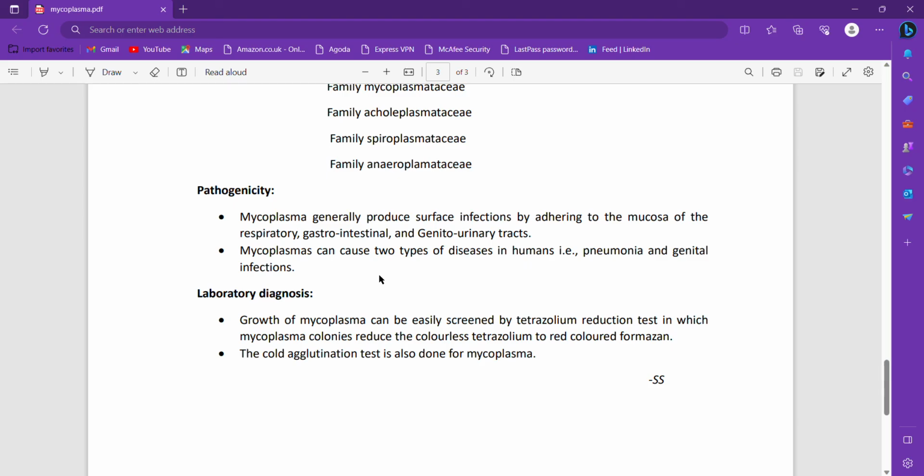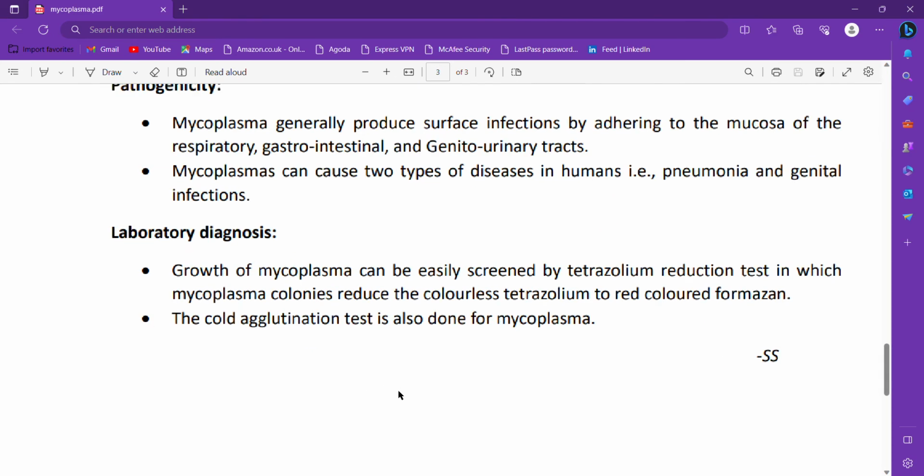For laboratory diagnosis, the growth of mycoplasma can be easily screened by the tetrazolium reduction test, in which mycoplasma colonies reduce the colorless tetrazolium to red colored formazan. And the cold agglutination test is also done for mycoplasma.